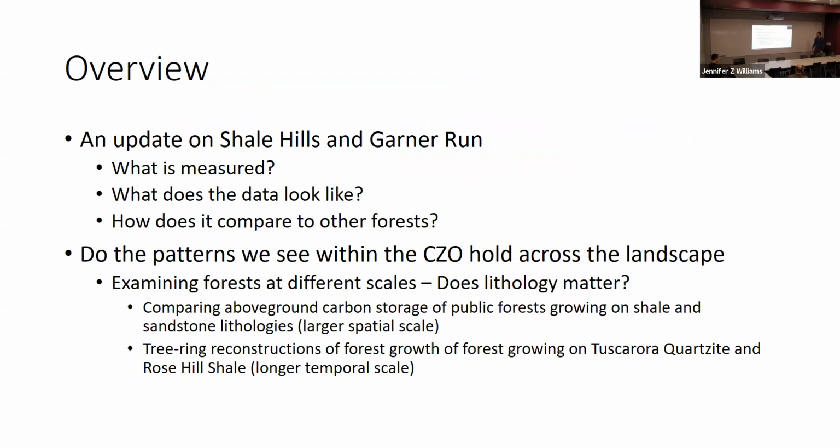And then for the second part of the talk, intermixed with looking at those comparisons, I want to share some of the very preliminary data analysis that I'm doing, looking at the impact of lithology on forest growth.